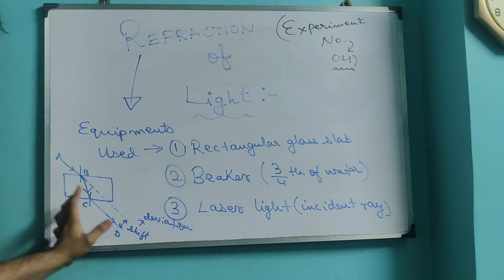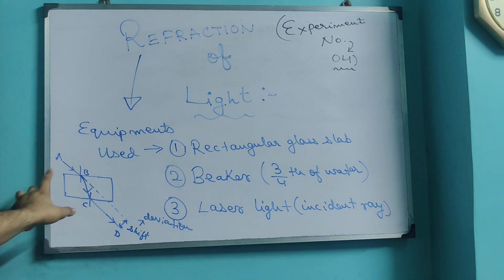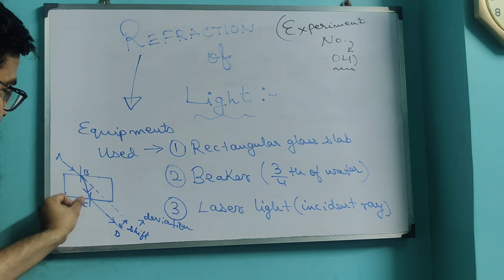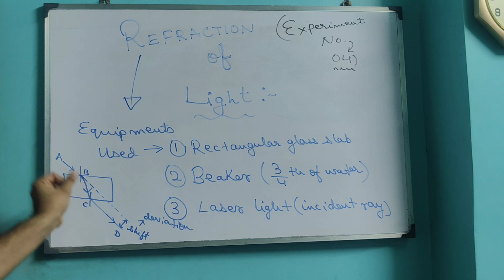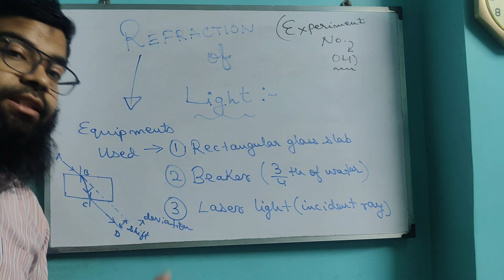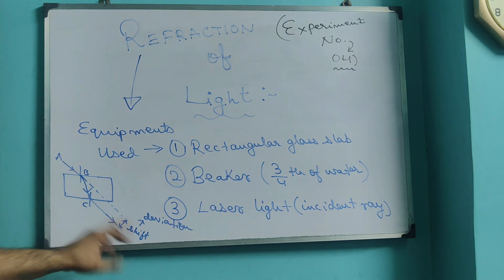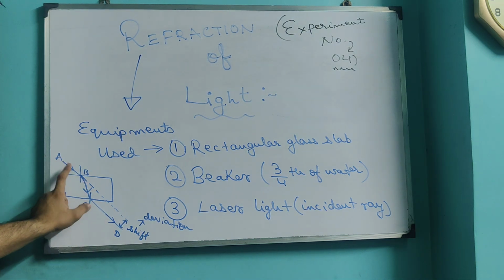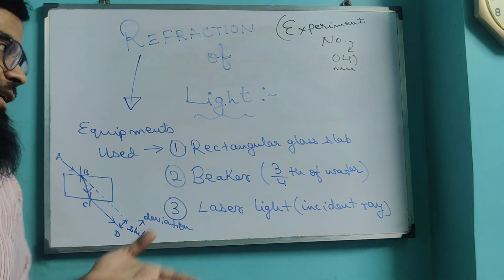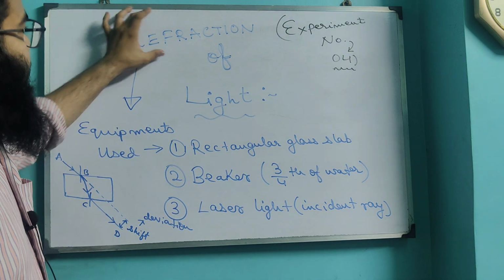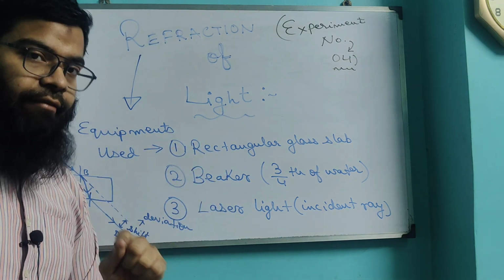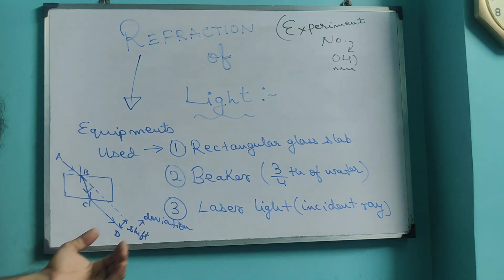As you can see on your screen, the path AB is showing us the incident ray, and this is a normal drawn by me. This is the path BC, which is the refracted ray, and then from C to D, this is known as the emergent ray, which is parallel to the incident ray if the incident ray has not deviated from its path. But we have studied that the process of refraction is known as the bending of light. So today we are going to check the bending of light.